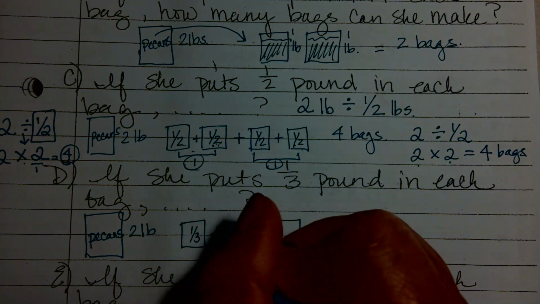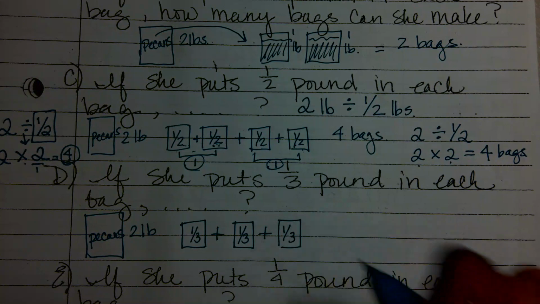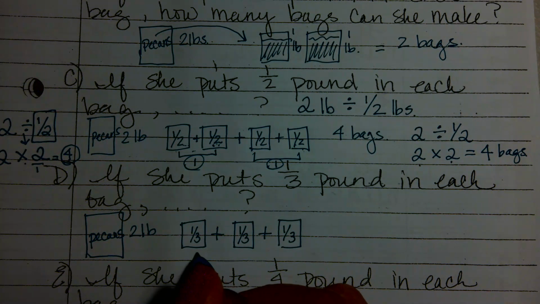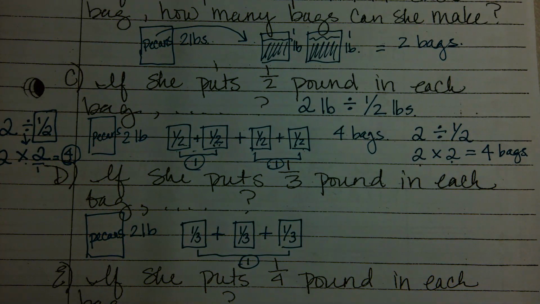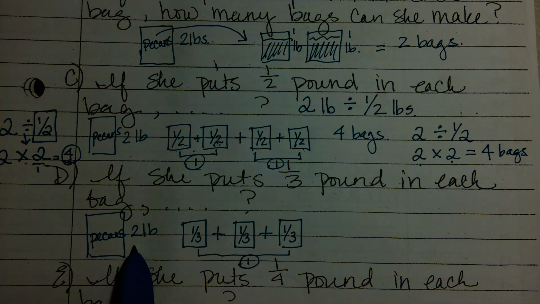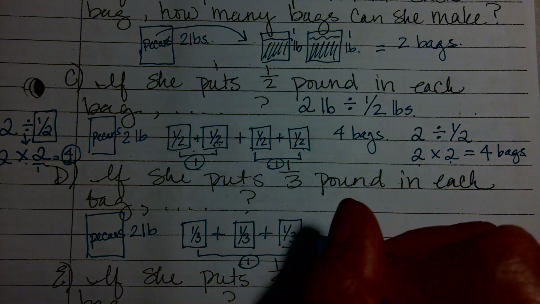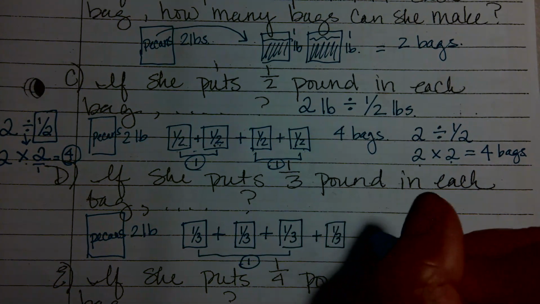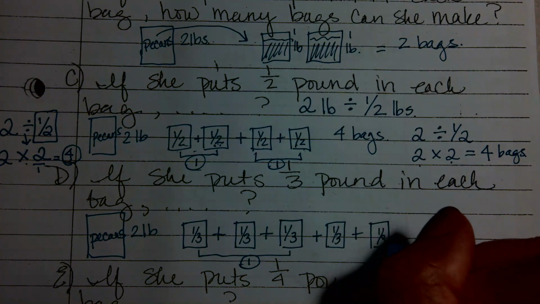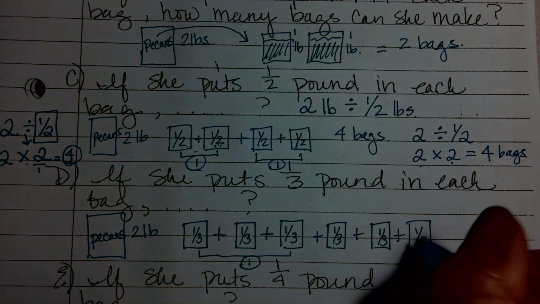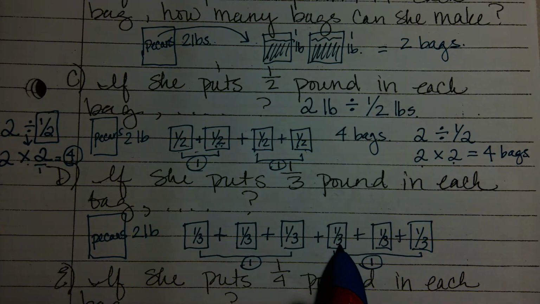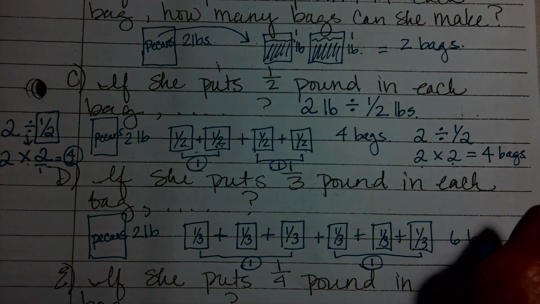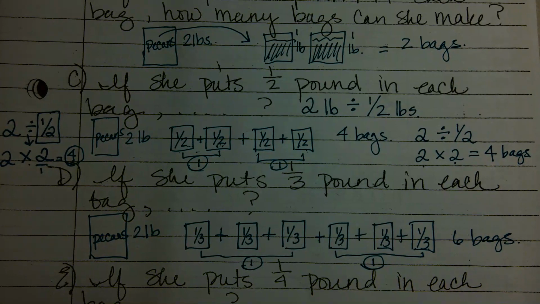Well, 1/3 plus 1/3 plus 1/3 equals 1 whole, right? So this is equal to 1 pound, right? But we need 2 pounds. So it's really 3 times 2 pounds. So it would take altogether another third plus another third plus another third. So it would be another pound. So 1, 2, 3, 4, 5, 6 bags.